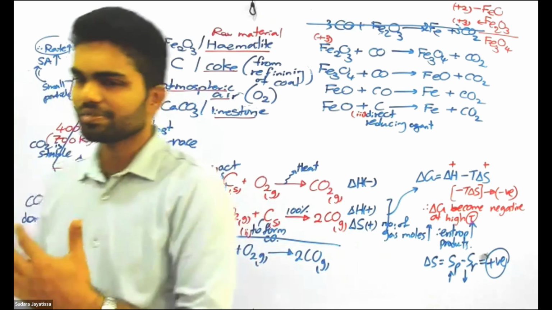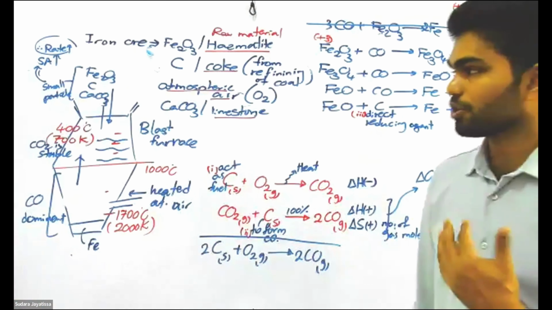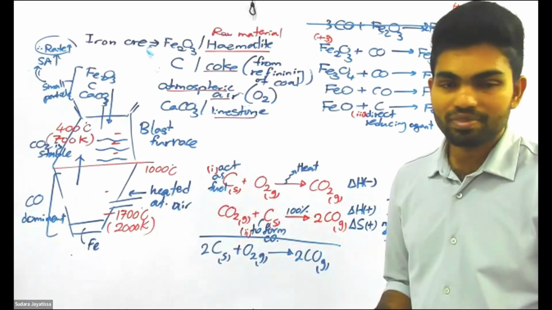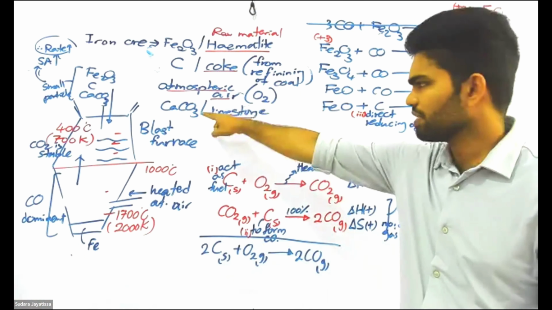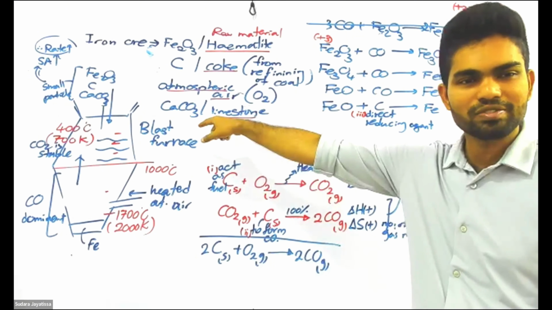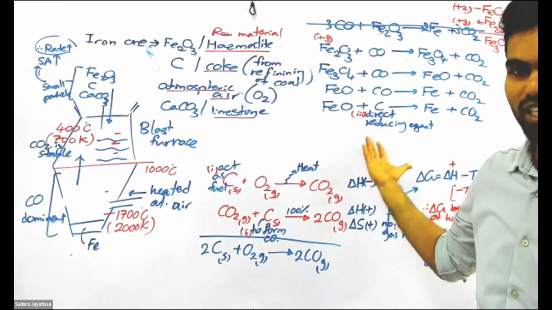But you can see we kind of used all 3 raw materials. From raw materials, we use only 3. We use hematite, we use coke, we use atmospheric air. So one is remaining, limestone. So you already have Fe. So limestone was not involved in that process.